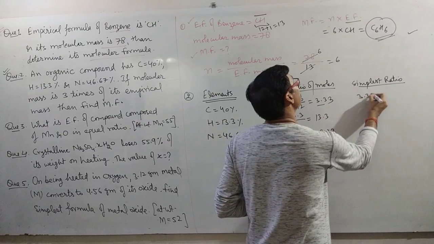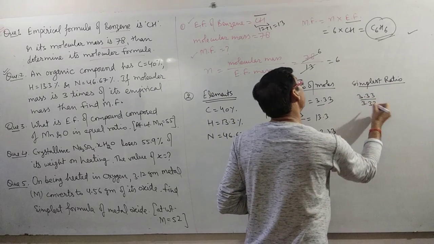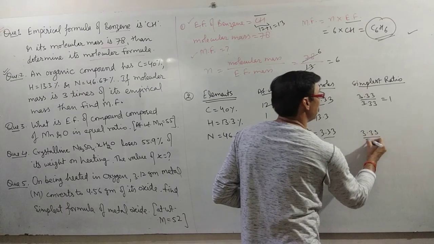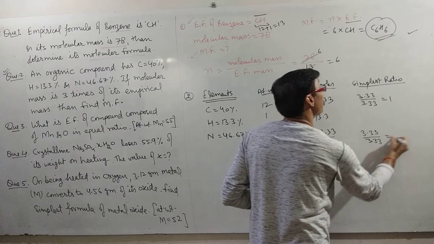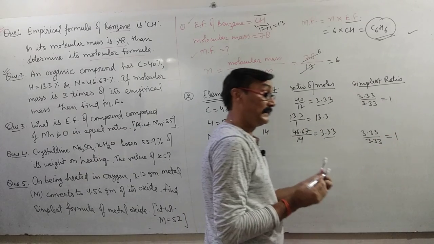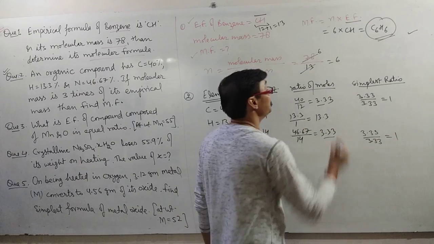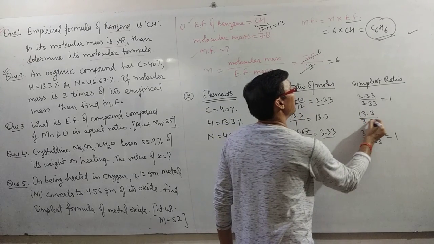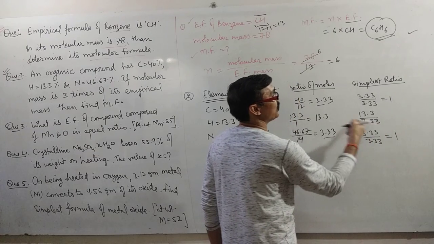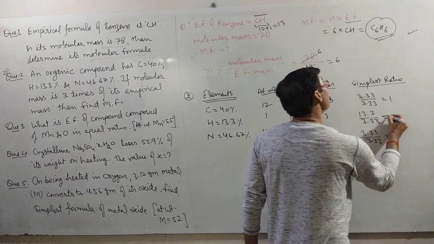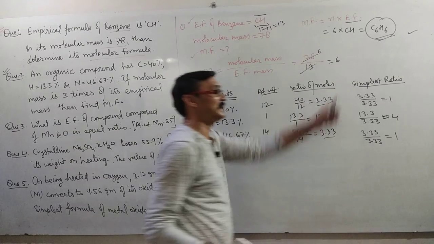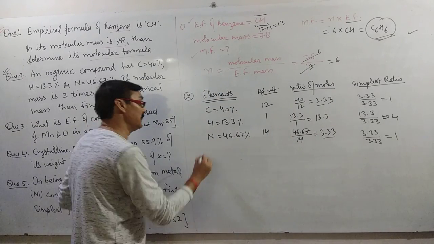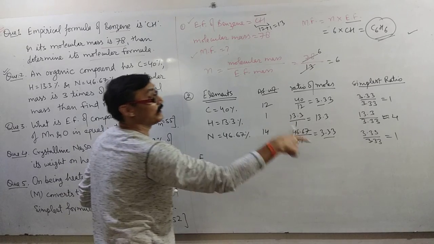So if we divide 3.33 by 3.33, then it is 1. Again, 3.33 divided by 3.33 with the same number. To find the ratio, the same number is multiplied or divided. 13.3 divided by 3.33 is almost 4. So the simplest ratio of the carbon, hydrogen and nitrogen in the molecule is 1:4:1.